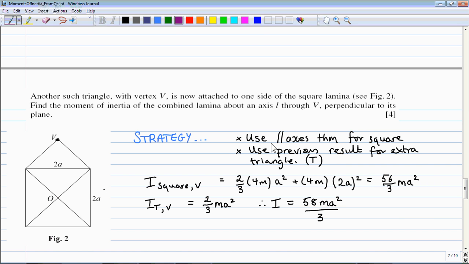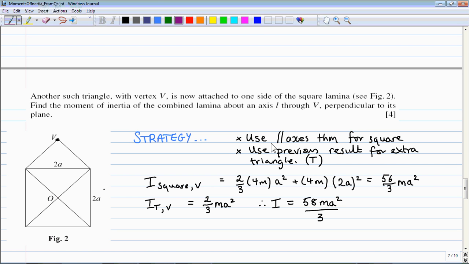And then I can use what we observed in the first part of the question to add on the moment of inertia of the extra triangle about V. So you see, I don't know if you might have tried a different method, but it seems quite obvious that that's the simplest method to get the answer. At least it seems that way to me.